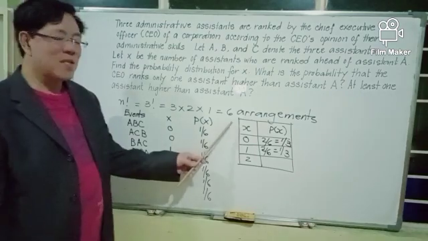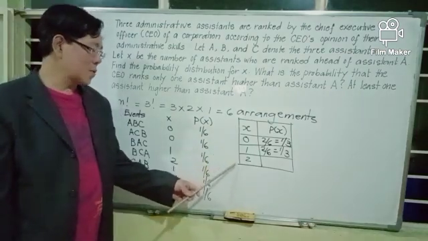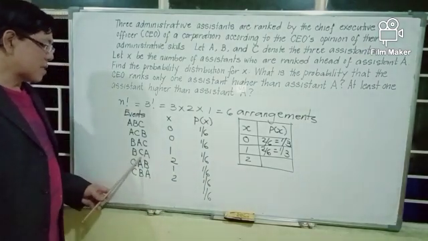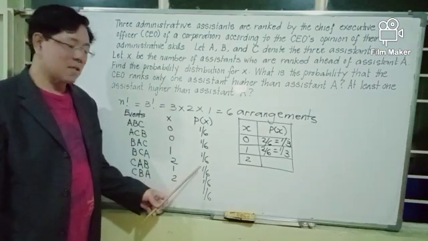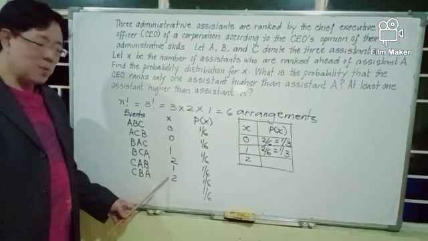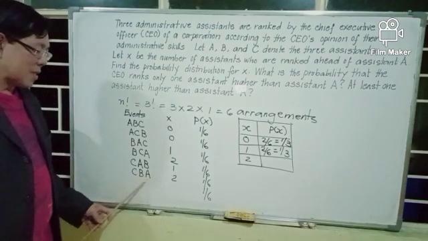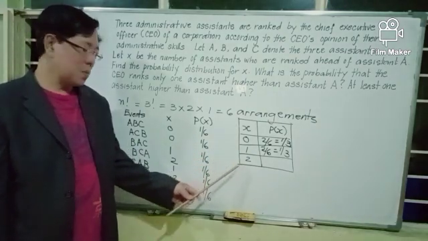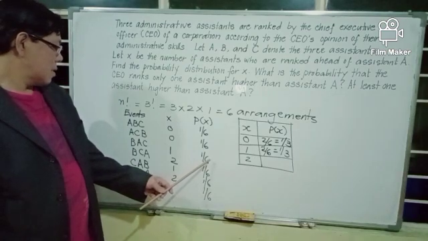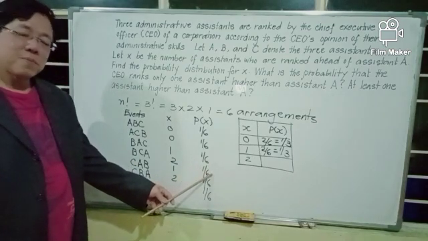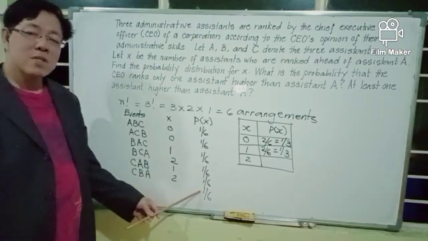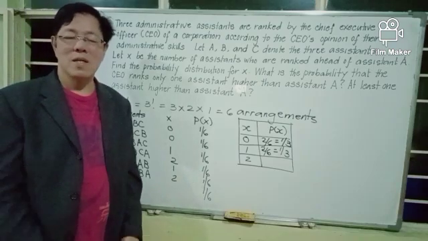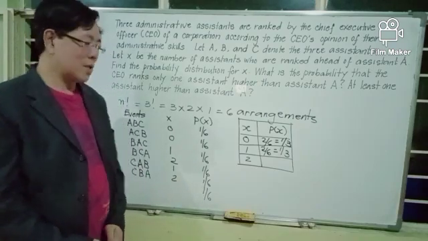So the probability that the value of the discrete random variable x is 2 is equal to the probability that x is 2 for this event BCA, which is 1 over 6, plus the probability that x is 2 for this event CBA, which is 1 over 6. Or the probability x equals 2 equals 1 over 6 for this event plus 1 over 6 for this event. Or 1 over 6 plus 1 over 6 is 2 over 6 or 1/3.